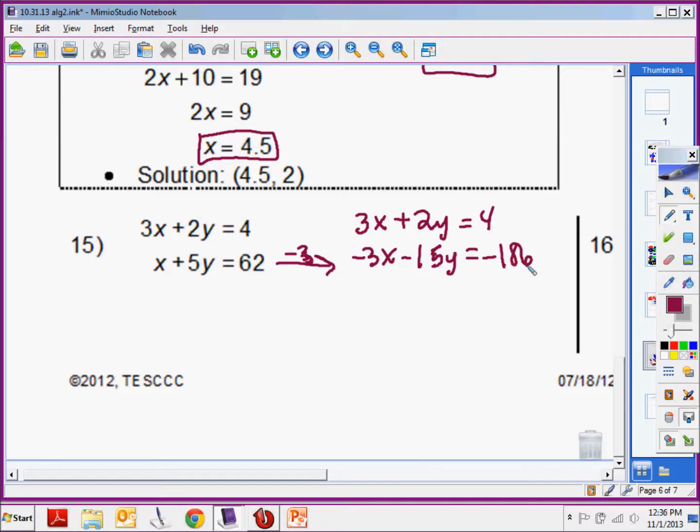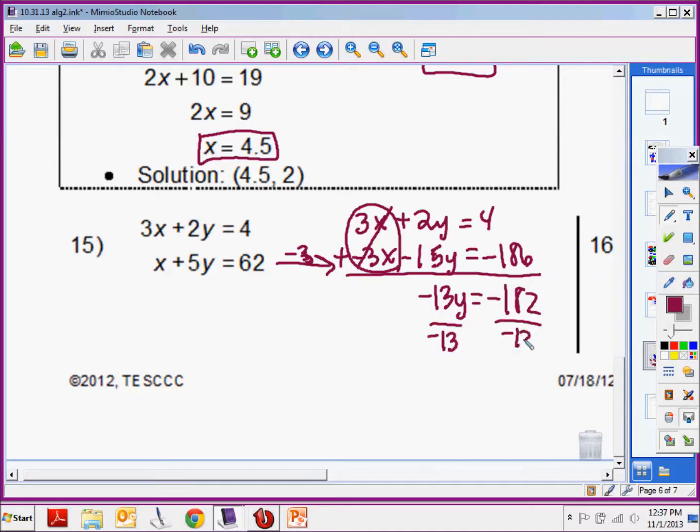All right, so now can I add them together? And what's going to eliminate? So now I'm left with negative 13y equals negative 182. Okay, what do I do? Divide by negative 13. I'm going to divide by negative 13 and I get what for y? 182 over 13. Y equals what? Positive 14.